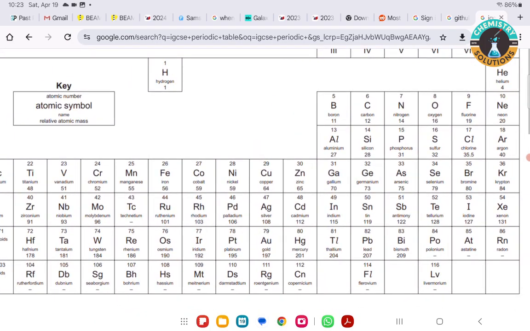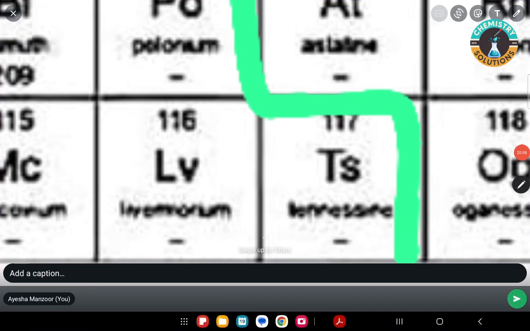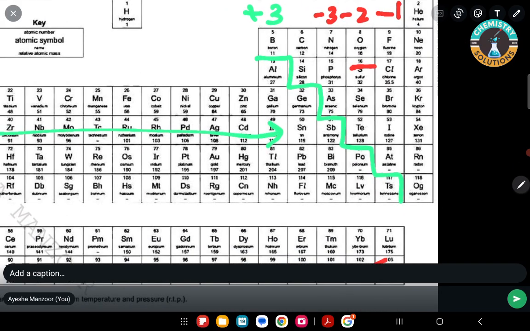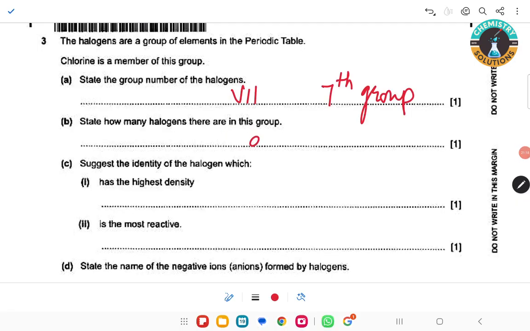Halide ions form by gaining one electron. They have to gain one electron to become stable like noble gases. So the new element is introduced at this position. Look at this, how many elements are there? Fluorine, chlorine, bromine, iodine, astatine and tennessine, whatever the pronunciation. 1, 2, 3, 4, 5 and 6. So how many halogen atoms are there? There are 6.